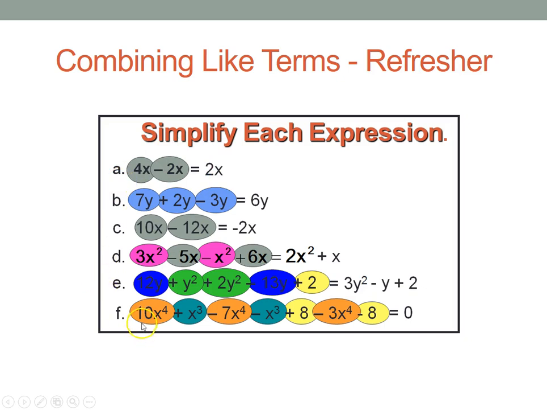Let's look at one that's a little more difficult. Let's go to the bottom here. So recall what we do with color coding here is I put all the families together by color. So we have the x to the 4th power family in orange. We have the x cubed family in, I guess that's aqua. Then we've got the constant family in yellow. And then we would add like terms. So we'd add the coefficients. We have 10 plus negative 7 plus negative 3. That actually equals 0. We have x cubed plus negative x cubed. That equals 0. And 8 plus negative 8 equals 0 as well.